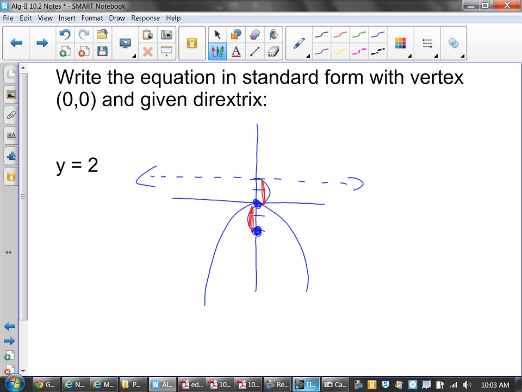So I know that my directrix is y equals the opposite of p, and in this case, it equaled 2. Wait, which one's p again? Okay, never mind.